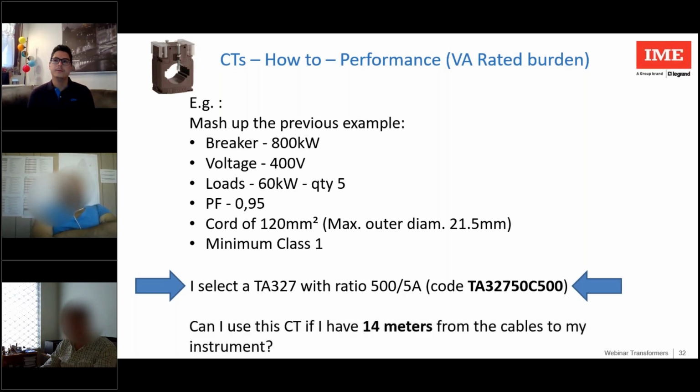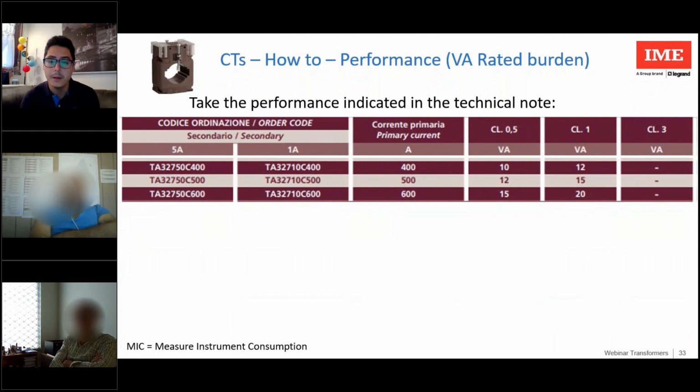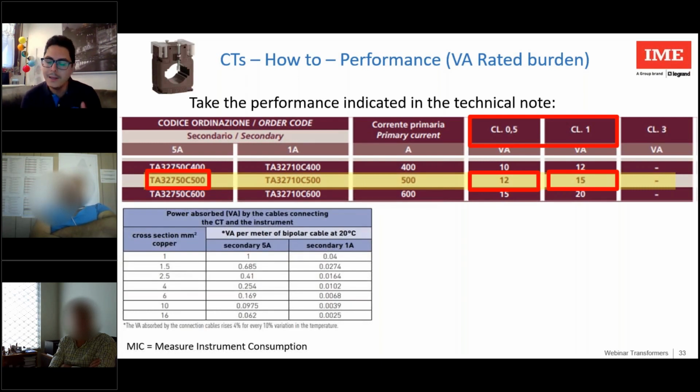So my question is, can I use this current transformer if I have 40 meters of cable to my instrument? So I have to make some measure. I take the performance indicated in the technical note, this one. As shown in the figure, I have for class 0.5, 12 volt amps. For class 1, 50 volt amps. I take the last table.